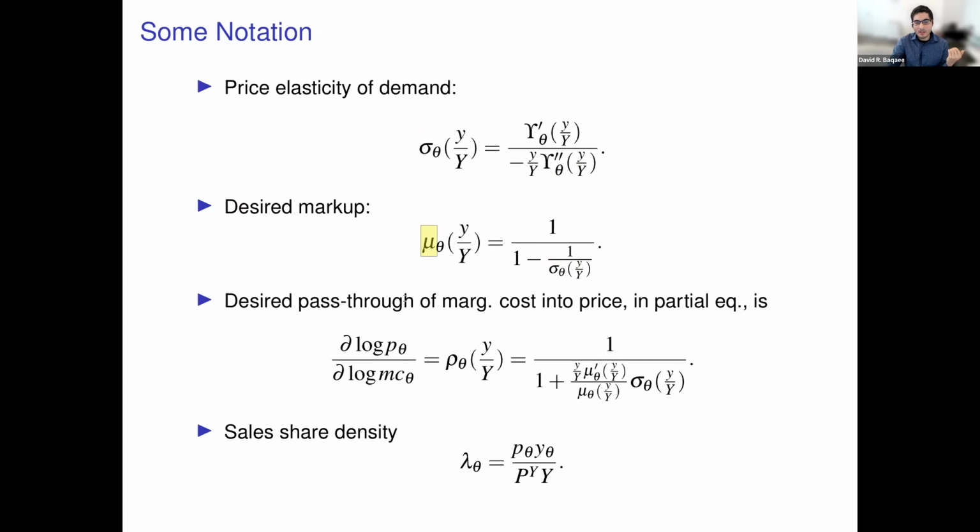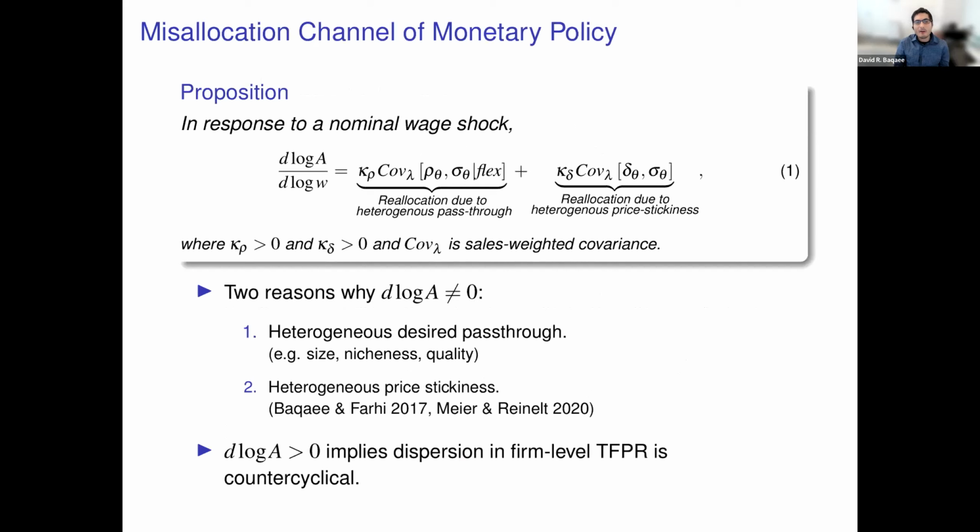And then finally, I'm going to define the pass-through, which is, in partial equilibrium, the elasticity of your price with respect to your marginal cost. In CES, this is equal to 1 because your desired markup is constant. But in this world, every time your marginal cost changes and you move up and down the demand curve, your desired markup changes. Because you're changing your markup, you don't pass your marginal cost into your price 1 for 1. So in general, this is going to be some number different from 1. And finally, I'm going to define the sales share density of these firm types as lambda. Okay, very good. So here is how TFP is going to respond to a nominal shock in this model.